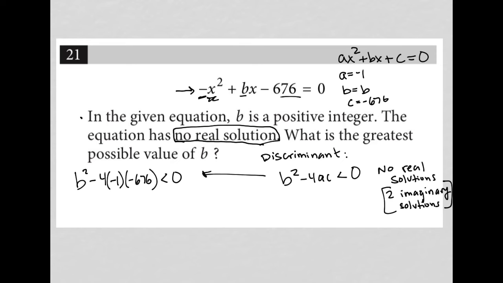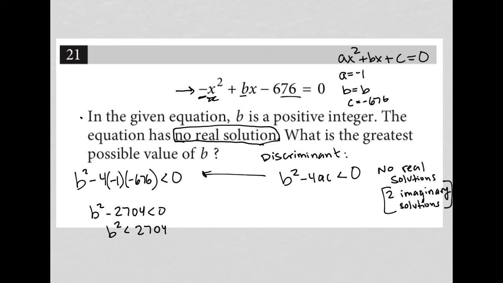So when I do the math here, I'm going to multiply -4 times -1, which is positive 4. And then multiply that by 676, or negative 676. And I end up with b squared minus 2,704 is less than 0. So of course I can add 2704 to both sides. So I'd have b squared is less than positive 2704.